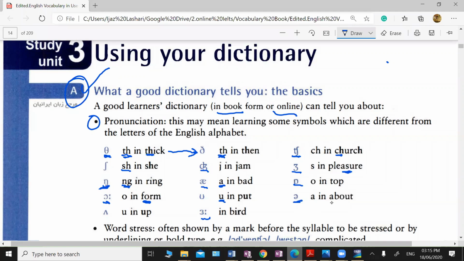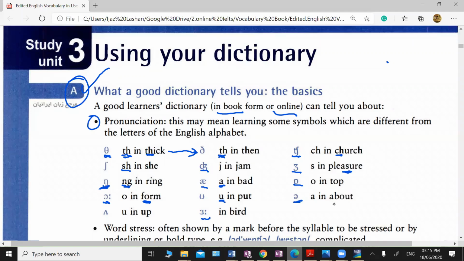Okay, now the last sound is this symbol here. It's like about. So the symbol is here. So when you look into the dictionary, you need to practice these symbols.